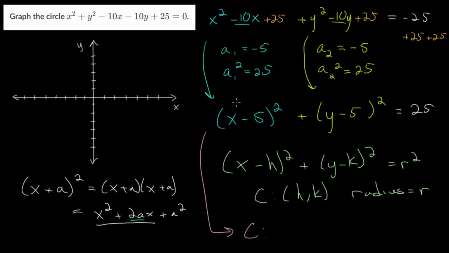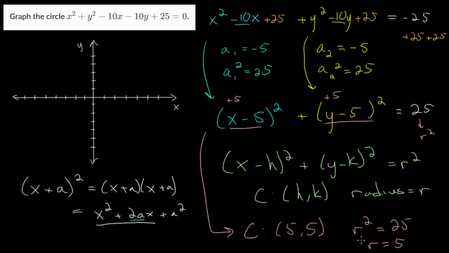And the center, you can think for the x value, which x value makes this expression 0? And you can see positive 5 would work. And likewise, for the y value, you ask the same question. Which y value would make this expression 0? That would be positive 5. So the center of the circle is at 5 comma 5. And likewise, the radius squared in this case is 25. So we take a square root of each side, and we can figure out the radius of our circle is 5. So it's centered at 5, 5, and it has a radius of 5.